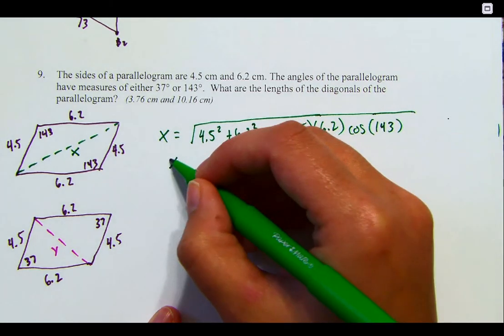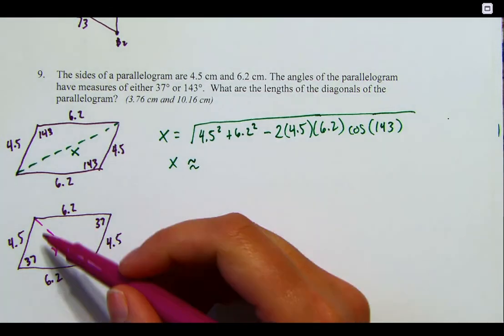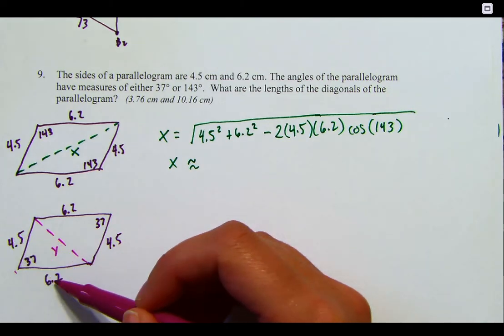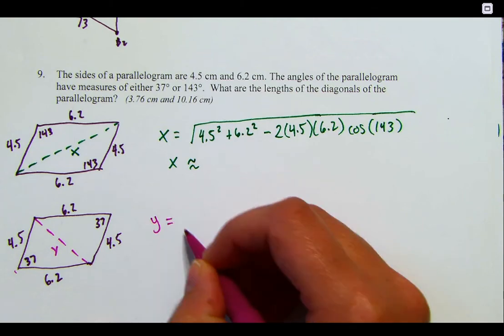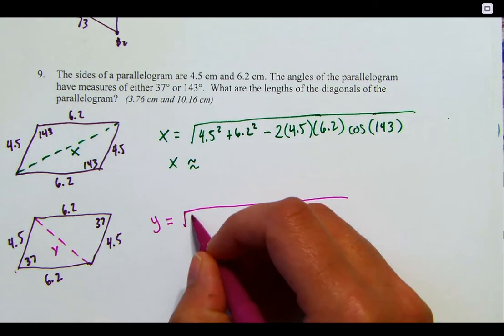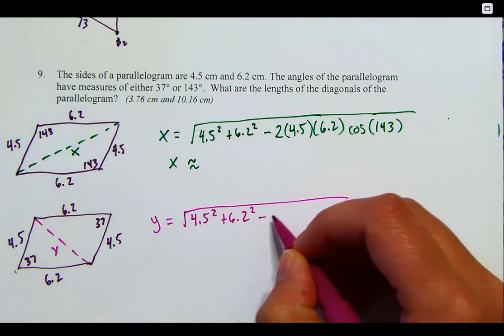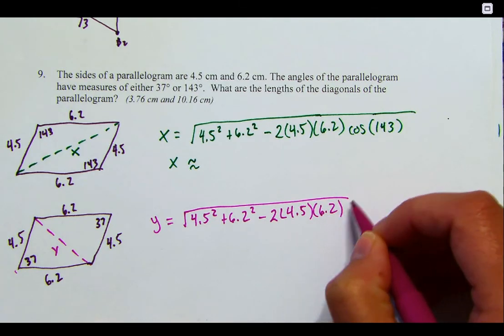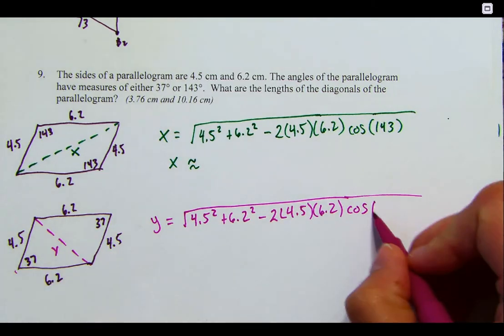Okay. And before I type that in, I'm going to just set up my other problem. So for this one, I'm going to focus on this triangle right here. Again, I've been given side, angle, side, so I know to use the law of cosines. So the y is going to be equal to the square root of 4.5 squared plus 6.2 squared minus 2 times 4.5 times 6.2 times the cosine of my angle across. So that's going to be 37 this time.